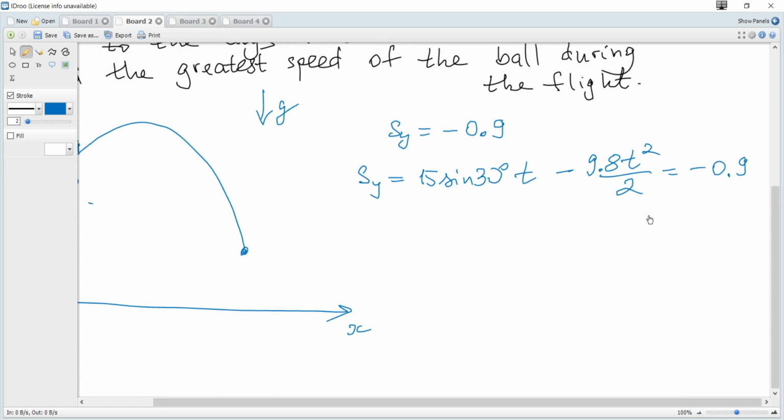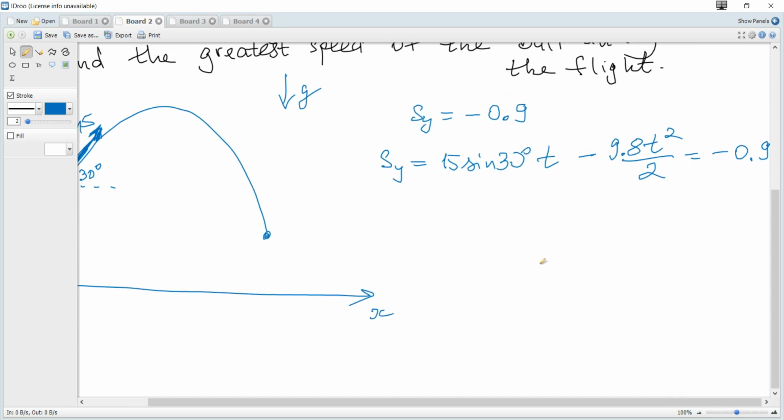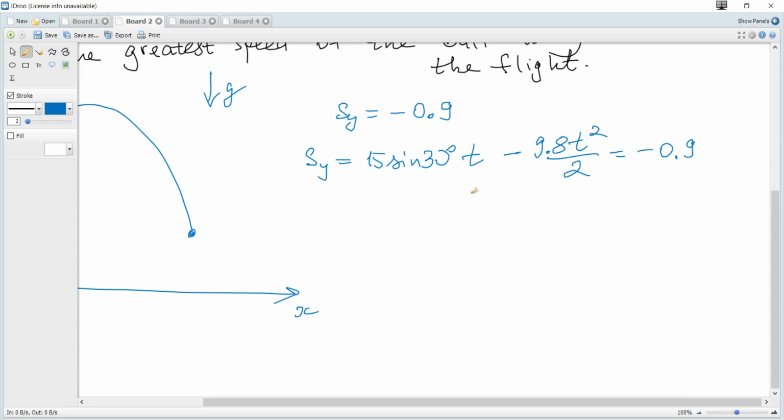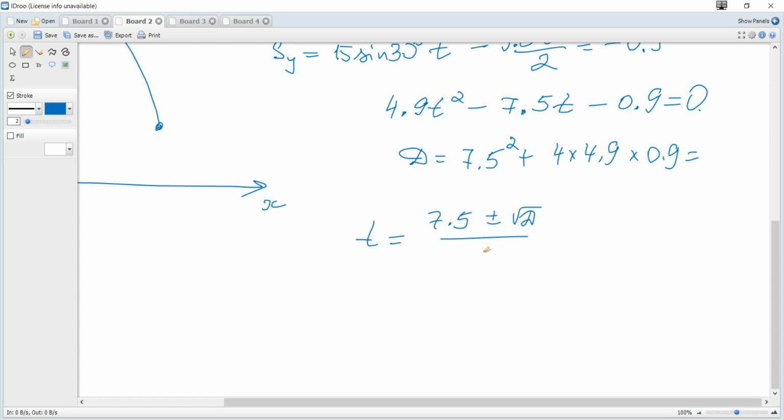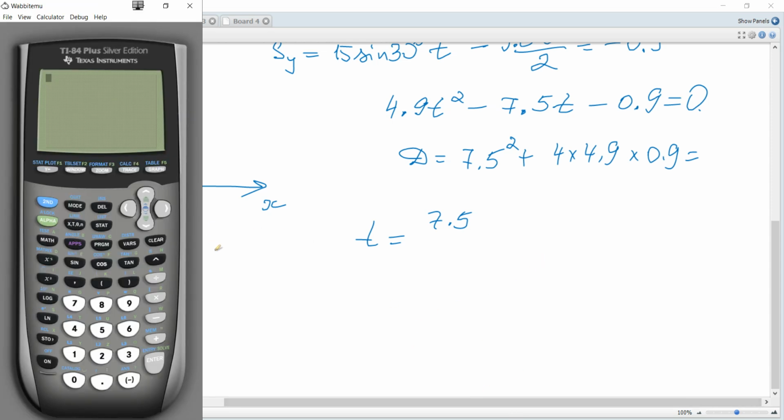And then if you know the time of flight, you can find the required horizontal distance, and you can see that it becomes a quadratic equation, so it becomes 4.9 t squared minus, sine of 30 is 0.5, so we can write directly 7.5, and I move everything to the left, t minus 0.9 is 0, and I will apply the discriminant, so discriminant is b squared minus 4ac, but c is negative, so plus, and then time is negative b plus minus root D over 2a, which is 9.8.